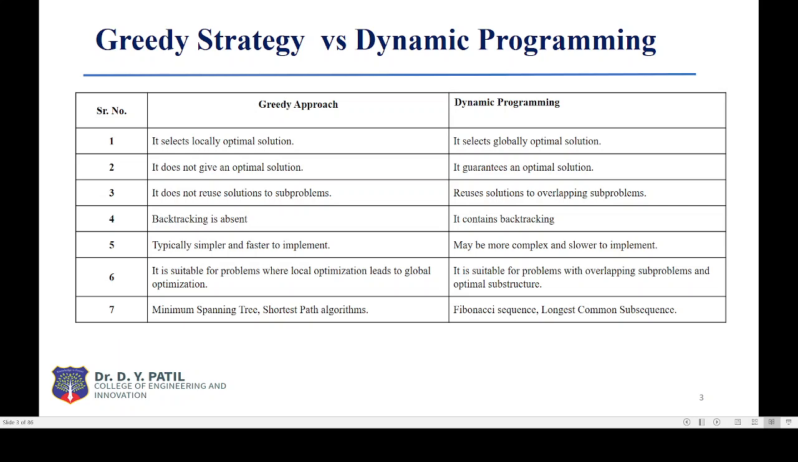Then the second point is that greedy does not always give an optimal solution, whereas dynamic programming always guarantees the optimal solution. So the greedy strategy may or may not give the optimal solution because it selects the locally optimal solution.